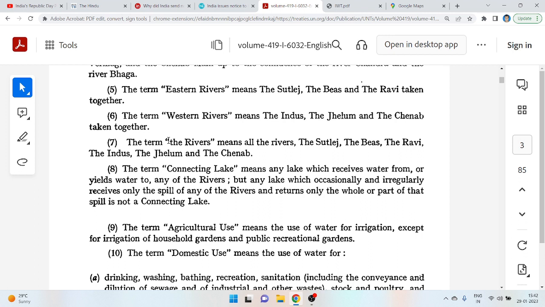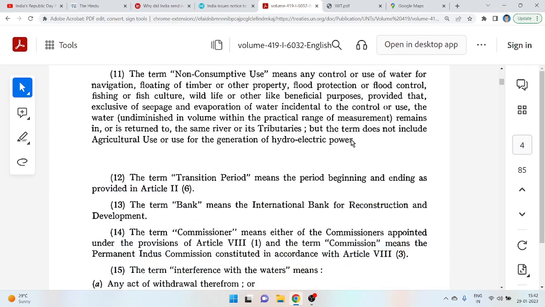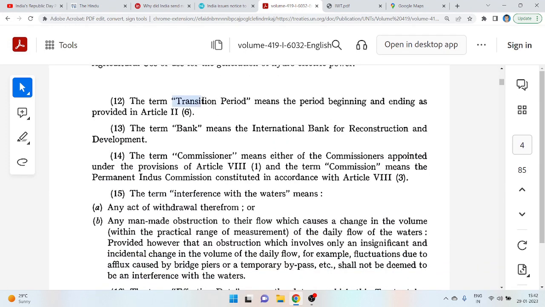Now, if you say the rivers, the term rivers means all of the rivers: Satluj, Ravi, Indus, Jhelum, Chenab. The next important point is this. The term transition period means the period beginning and ending as provided in Article 2.6. Transition period is nothing but, as I have already told you, the gap of nearly 10 years to implement the treaty. Pakistan is given 10 years to prepare itself, because after 10 years India will construct big projects on the 3 eastern rivers.